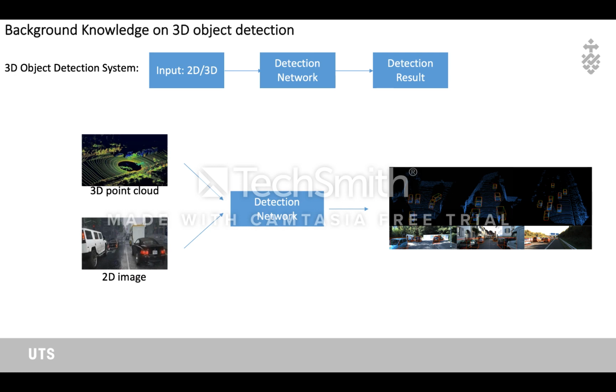To start with, I'd like to talk about the background of 3D object detection. 3D object detection is very similar to 2D object detection. The model consumes the raw point cloud data as the input and outputs the 3D object bounding box location.